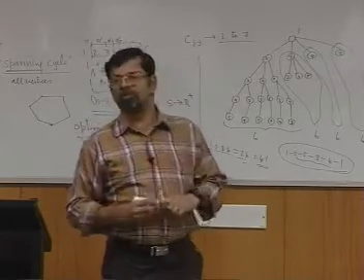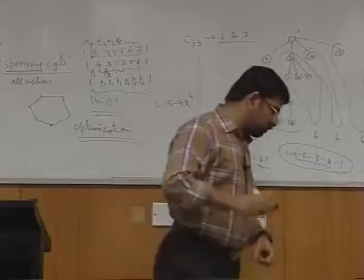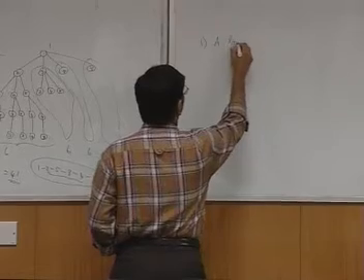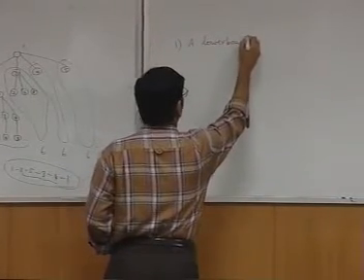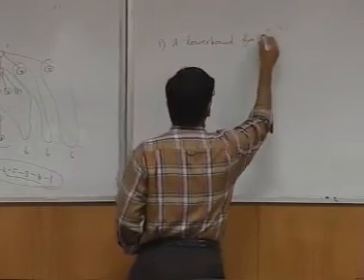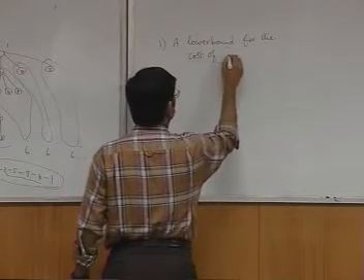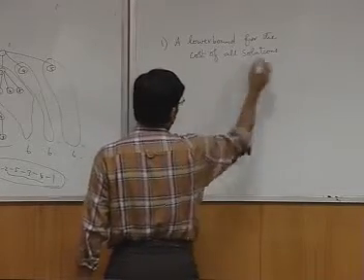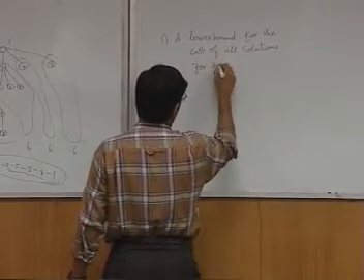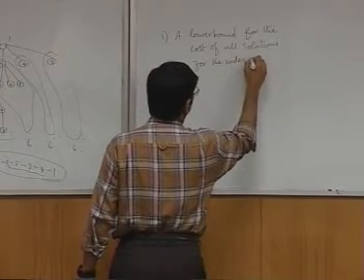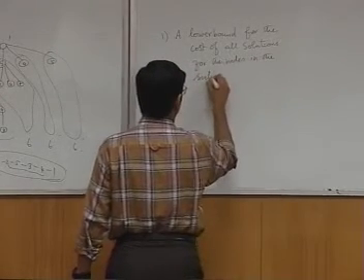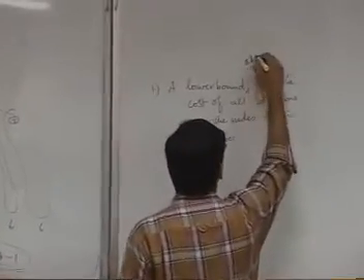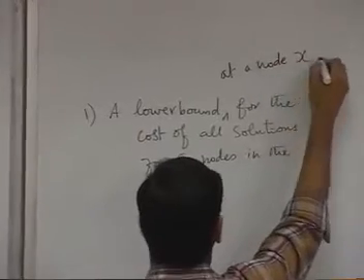What are the two things that I am going to do at every node? At every node, I am going to have the following. One is a lower bound for the cost of all solutions for the nodes in the subtree. A lower bound at a node X, for the subtree rooted at X.